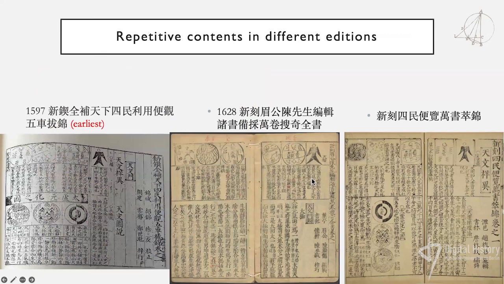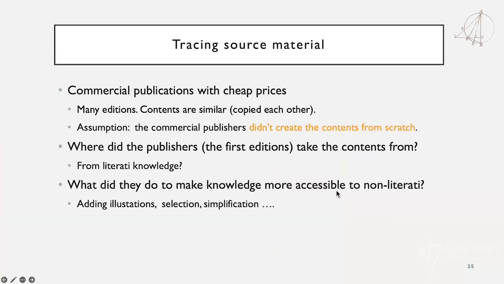And there is repeated content in different editions. So if you open the first chapter of 3 different daily-use encyclopedias published at different times, you can see that they look very, very similar. They have the same illustration. They maybe have the same text. So that brings us to some interesting questions.